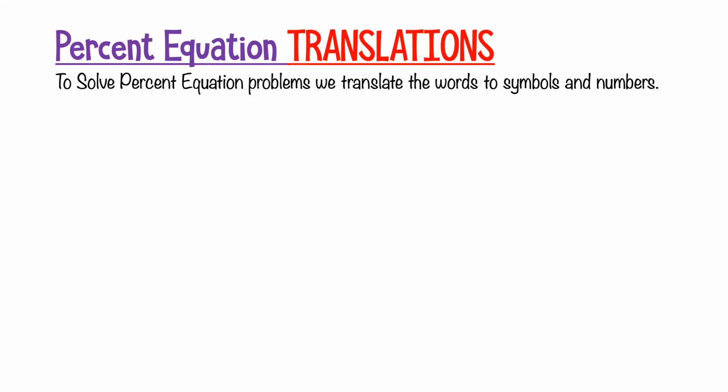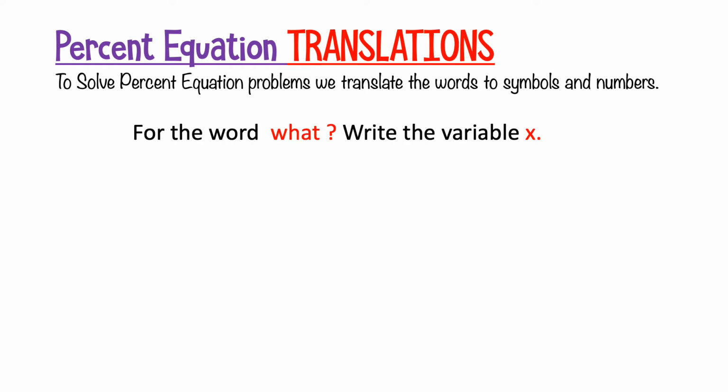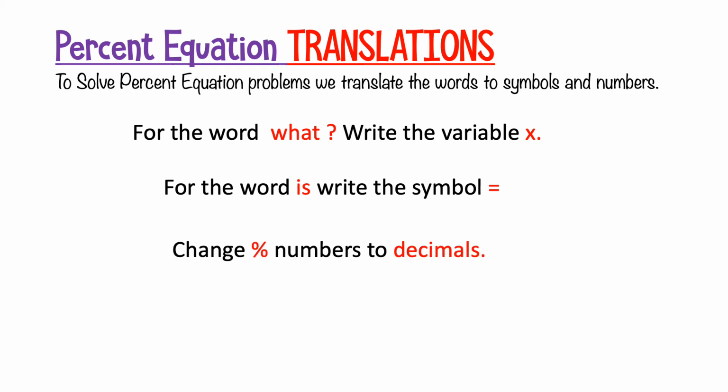A percent equation can be translated. To solve percent equation problems, we translate the words to symbols and numbers. For the word what, we're going to write the variable x for the unknown. For the word is, we use the symbol equals. 2 plus 2 is 4, or 2 plus 2 equals 4. When we see the word is, we write an equal sign.